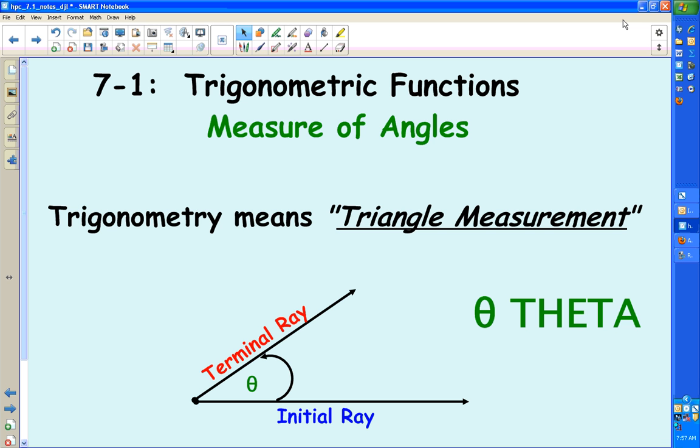And how do you name them? How do you measure them? What are the ways we use to measure angles? How can we be more exact and more specific?